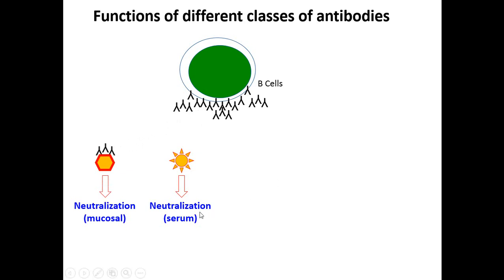So we have two neutralization mechanisms. One happens inside the body, in internal body fluids, like in blood or plasma. And another type of neutralization happens at the surface of mucosa, because the antibody which mediates this type of neutralization is secreted into mucosa. So neutralization is one of the major mechanisms by which antibodies work. But is it the only mechanism? No. A lot of pathogens do not respond to neutralization.